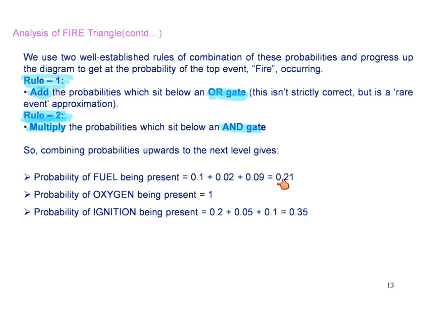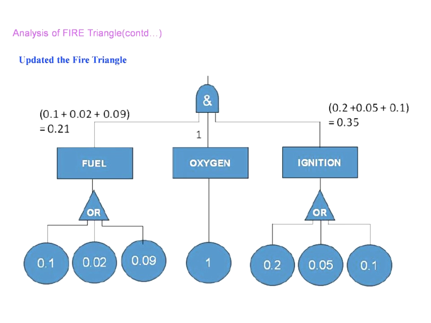I will just show you in the next slide. I will calculate it. Yeah, this is 0.21. So this 0.21 is the probability of fuel. Write this value in the next level. Understand? 0.1, 0.02 plus 0.09 here. Write the value here. Right? And the next is oxygen. We don't have an option. Same value comes here, 1.